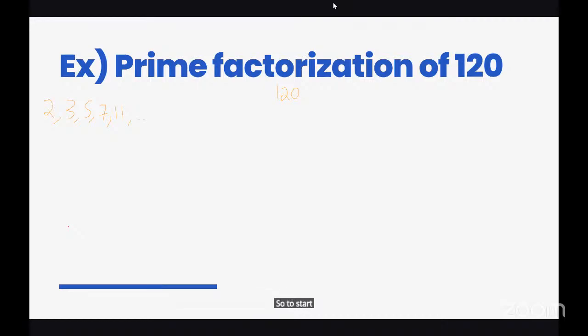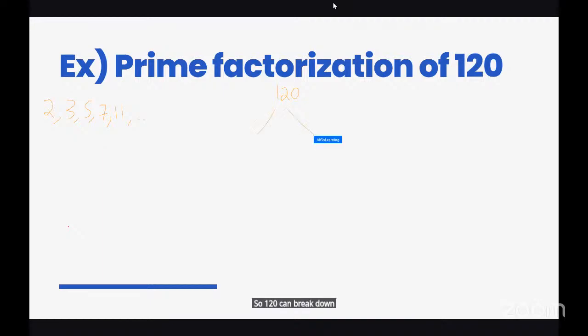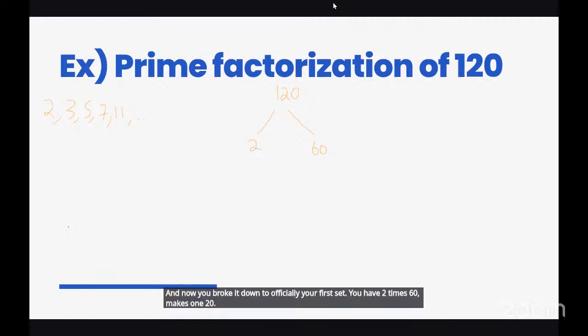To start off, the easiest thing is to see if it's even or odd. If it's even, 2 would always work out. So 120 can break down into 2. Because you've done 2, now you have to do 120 divided by 2, which is 60. Now you've broken it down to officially your first set: 2 times 60 makes 120. But obviously we can keep going.